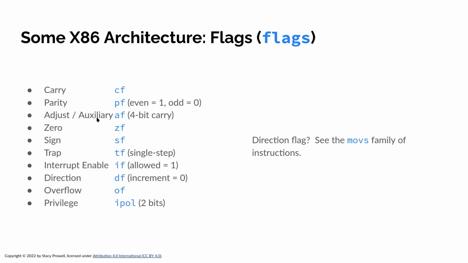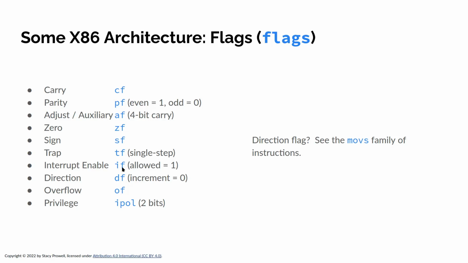The auxiliary flag is weirdly still there, but it's not really easily accessible and it's not really used. So you can pretend it doesn't exist. It was used for something called packed binary coded decimal that we will not use. There's a zero flag that tells you if the result of the last instruction that set the flags was 0. A sign flag that tells you if it was negative. There's a trap flag, which we'll talk about when we cover how GDB works.